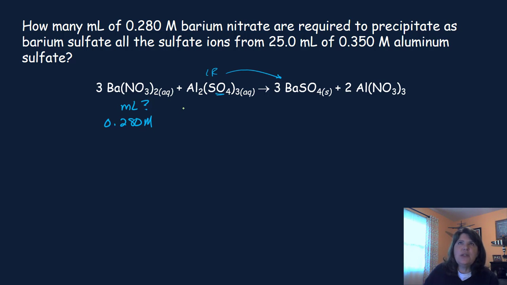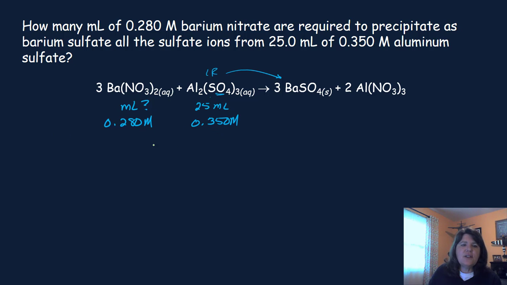And I truly don't care about the limiting reactant at this point because I'm not going to then later find the grams of barium sulfate. But the point is, I need all of the sulfate ions gone. And where do I find the sulfate ions? I find them in the aluminum sulfate. And I happen to have 25 milliliters of a 0.350 molar solution.